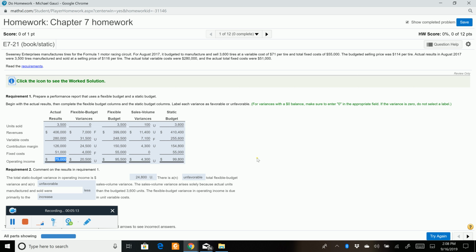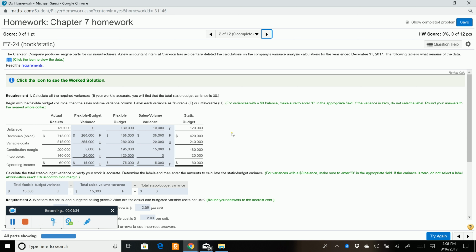And from here, we would do a level 3 analysis where we would do basically our cost. We would break up our costs between price and efficiency variances to get to a more detailed look at why our variance is what it is.